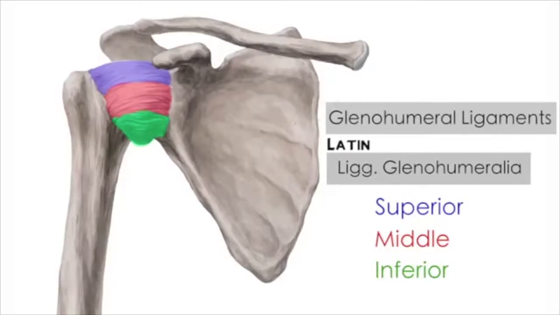As you can see here, this is the interior view of the joint, and for that reason you know that this ligament is strengthening the front of the capsule. And it's extending from the margin of the glenoid cavity all the way to the lesser tuberosity.